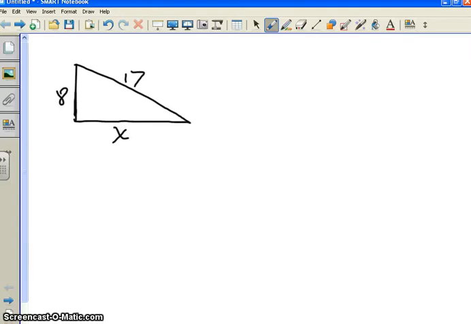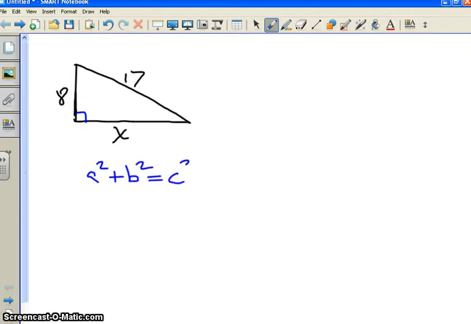Now that we've done all of these laws of exponents, we should take a couple of minutes and talk about what happens when you've got exponents in equations. So I'm going to use this right triangle to lead us into this idea. To find the missing side on this right triangle, I'm going to use the Pythagorean theorem.